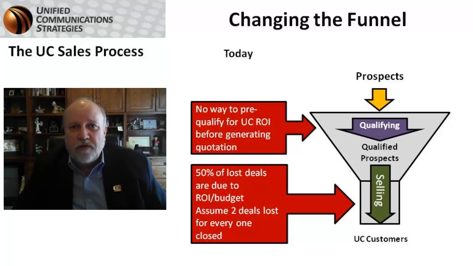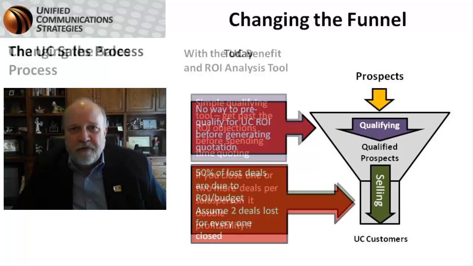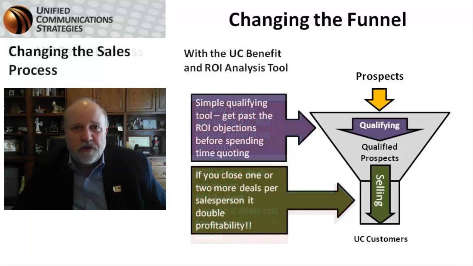This is in fact what the UCStrategies benefit and ROI analysis tool gives you. It gives you a very simple 15-minute qualification process and powerful tools to enable you to close deals. So you can close just one or two more deals per salesperson, but at $150,000 per opportunity, that's potentially $200,000 to $300,000 of additional revenue per year.